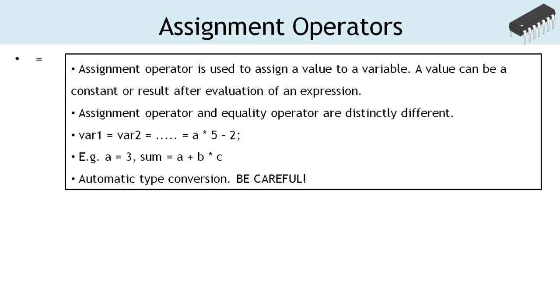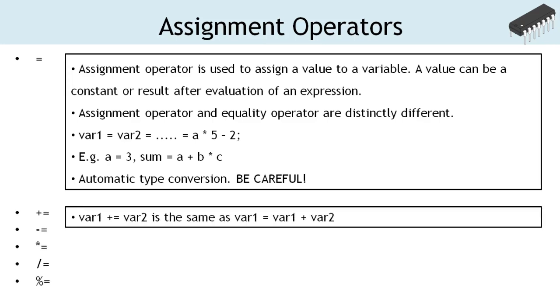If the two operands in an assignment expression are of different data types, then the value of the expression on the right will automatically be converted to the type of the identifier on the left. This is called automatic type conversion. Be careful when you are using different data types in an assignment expression. Sometimes there may be loss of information. For example, a floating point value will be truncated when assigned to an integer identifier.